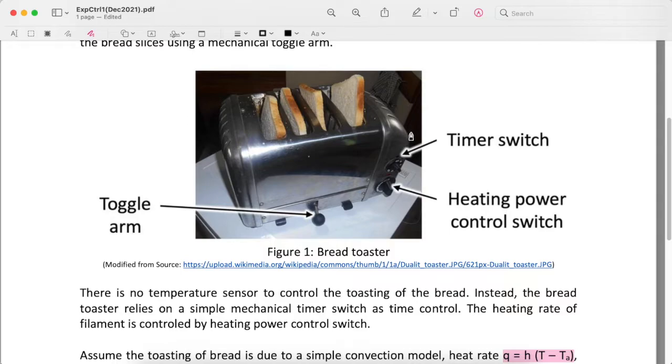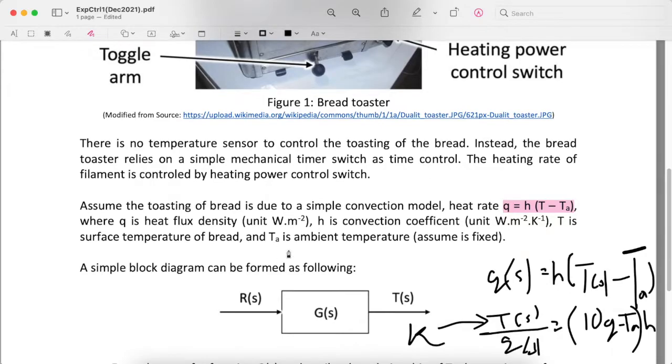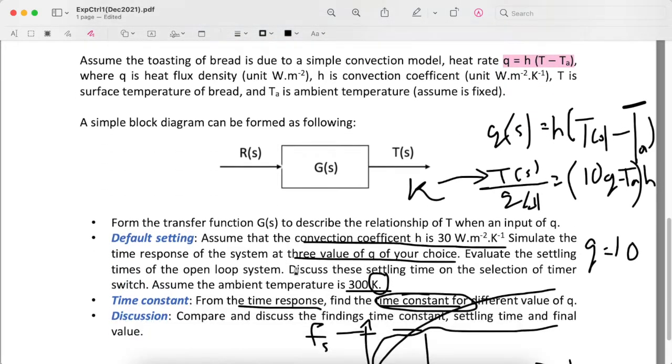Just use some common sense. The ambient is 300 Kelvin. If let's say you get 330 Kelvin as your final value, is it sufficient to toast a bread? You may just Google, and you will realize that 330 Kelvin is about 50 or 60 degrees Celsius. It may not be able to toast your bread, meaning it's not sufficient.